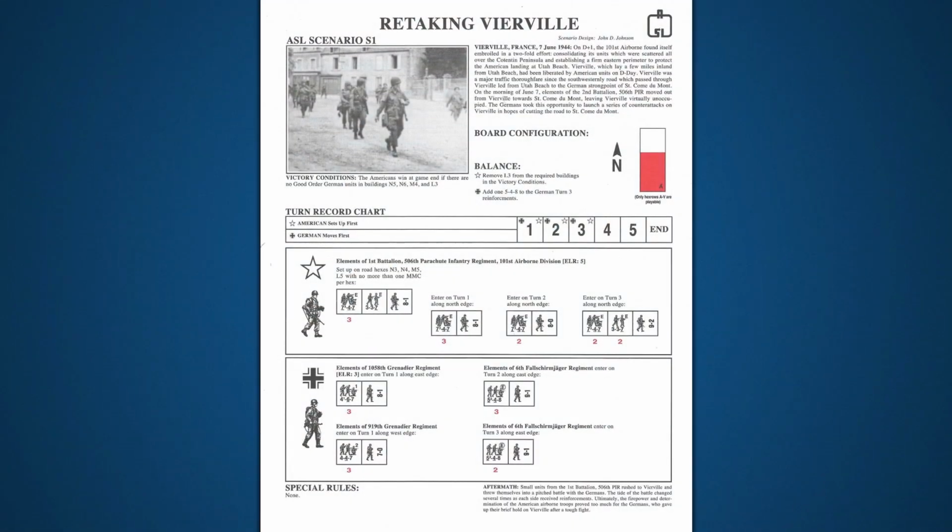Welcome back to the Harsh Rules breakdown for Advanced Squad Leader Starter Kit number 1. In this episode, we will continue to learn ASL by setting up the first starter kit scenario, Retaking Vierville. Displayed on the screen is a scenario sheet. The scenario name is shown at the top of the sheet and the scenario number to the left below this. Next, let's walk through each section and learn how it's used as we set up the game.